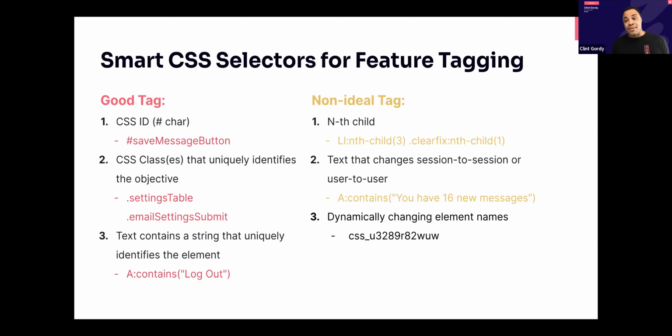But how many of us have been on the right-hand side where we look and we see something like an nth child, maybe something like the A contains you have 16 new messages, and even that lovely dynamic class name down there at the very bottom. These are not ideal and not areas that we would recommend you use when it comes to tagging a feature with Pendo itself. So enter the tagging aid here.